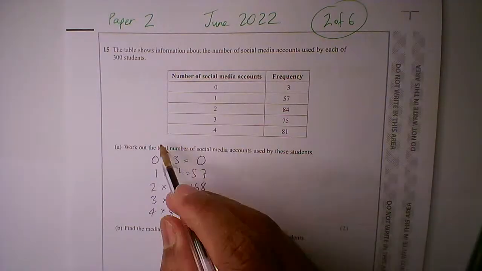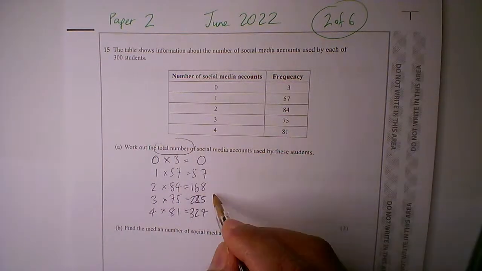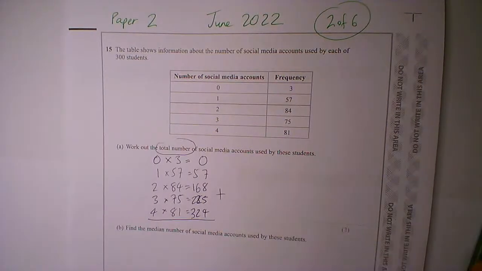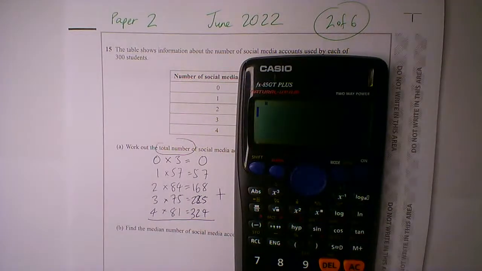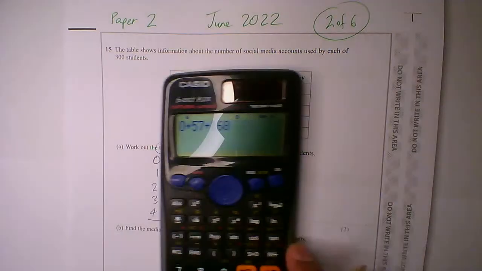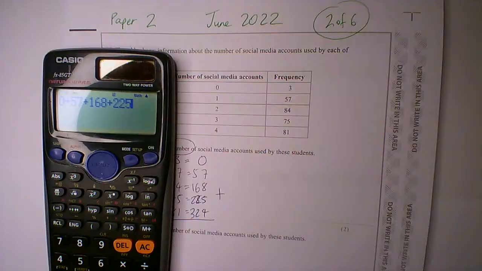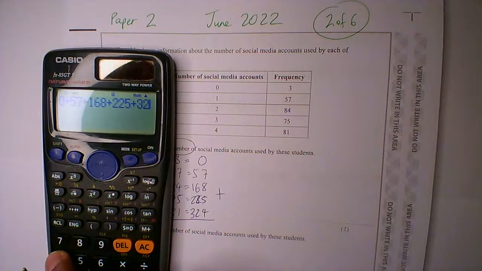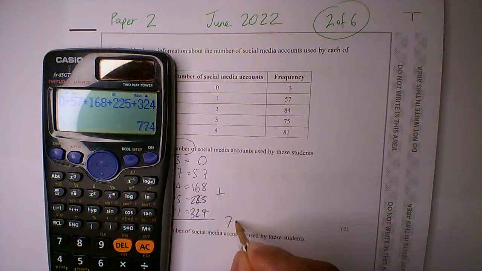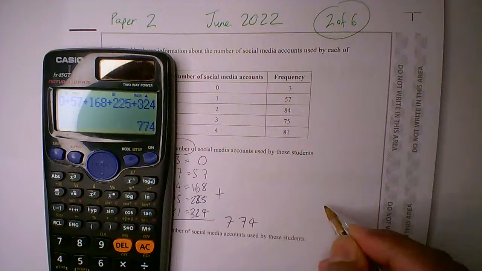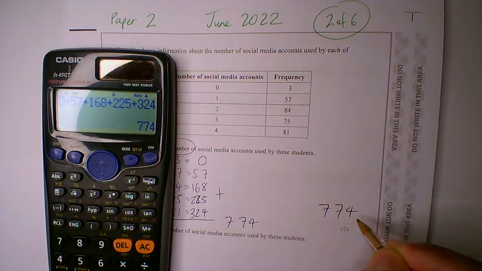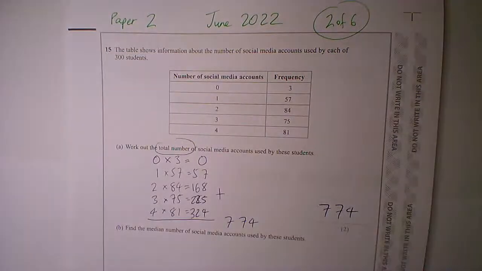And we want the total number. So we add them all together. So we've got 0 plus 57 plus 168 plus 225 plus 324. That gives us 774. So that is our total number of accounts. Now today's focus is median. So all of this work is prepping us for median.